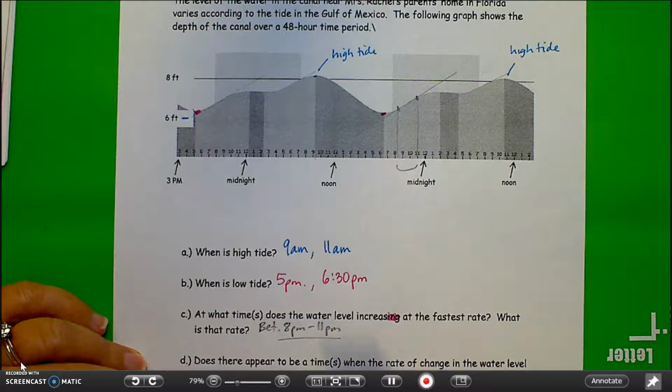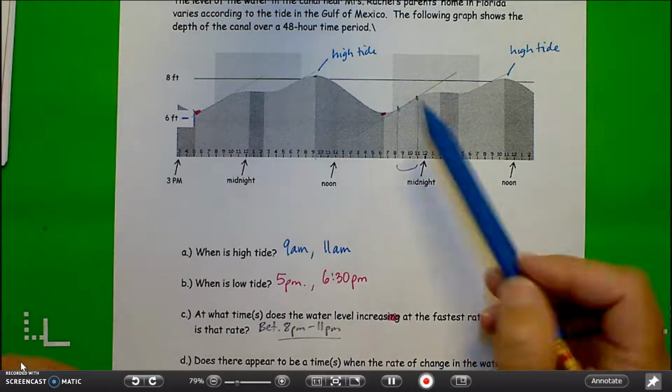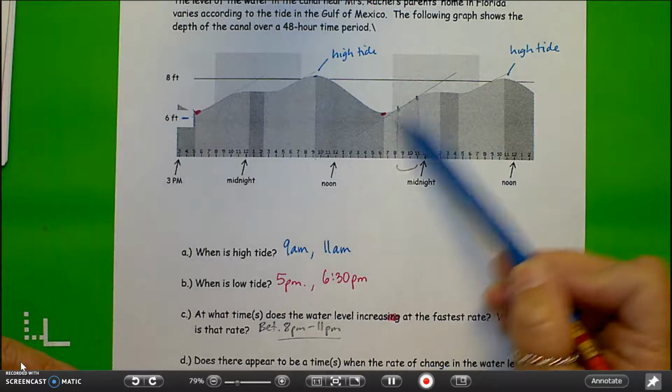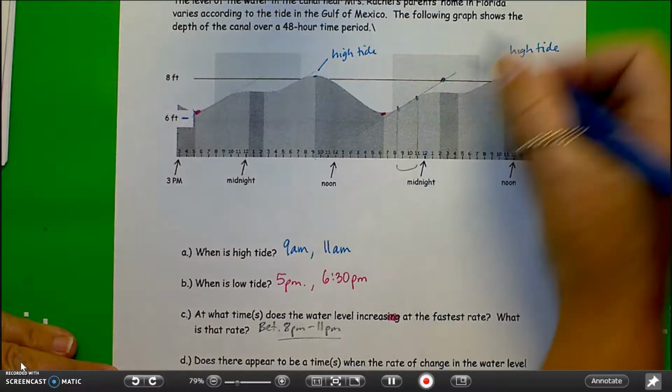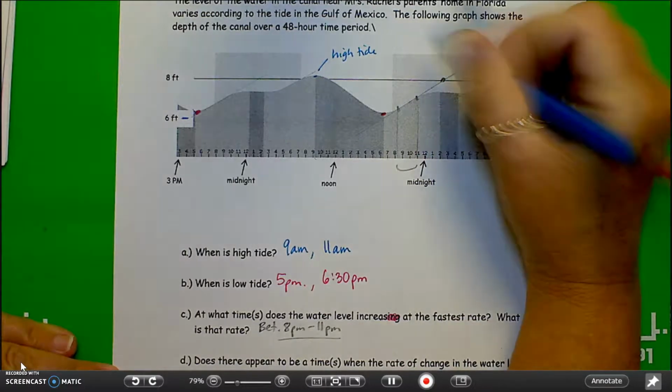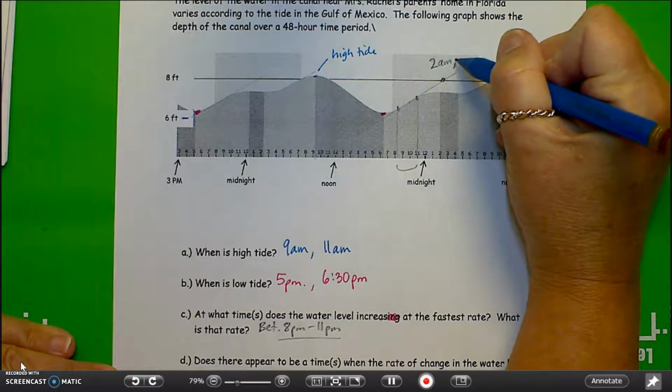It actually wants to know here, it's asking us, what is that rate of change? So basically I need the slope of the tangent line here. I need the slope of this line. So I could take a point right here. Let's see, that point would be 2 a.m. and 8 feet.